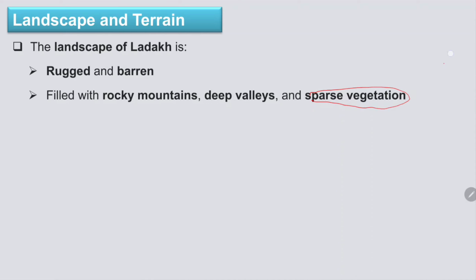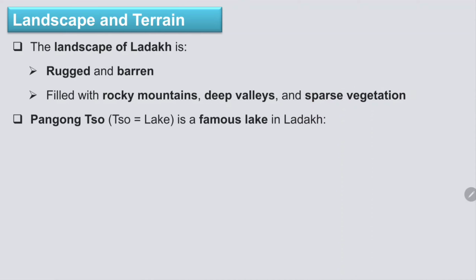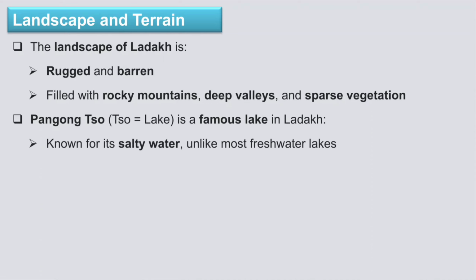And there is a lake. Okay, a famous lake is there, which is known as Pangong Tso. Tso means lake. Okay, it is a famous lake in Ladakh. The image is also given in your book. Known for its salty water, unlike most freshwater lakes. See, most freshwater lakes, what happens? They don't taste salty, but here this lake, okay, this Pangong Tso, it tastes very salty.